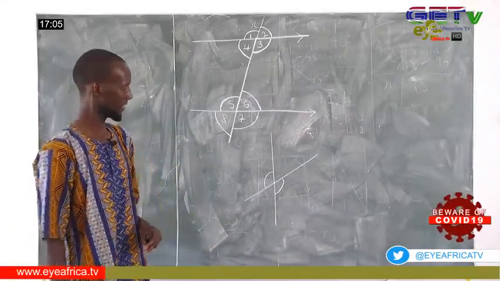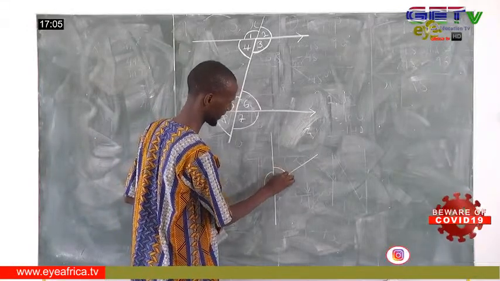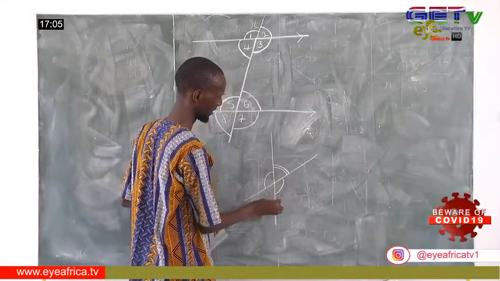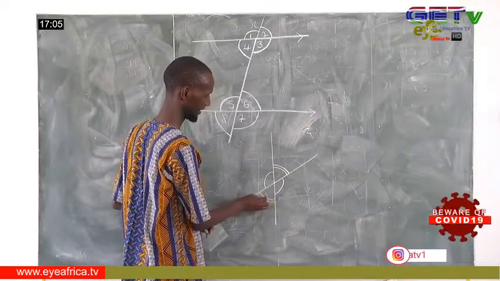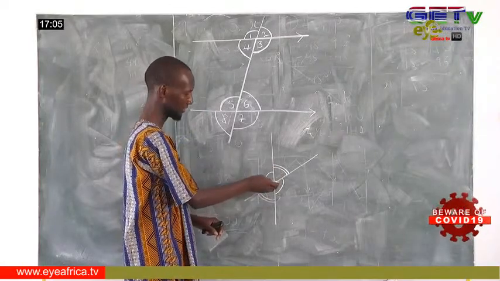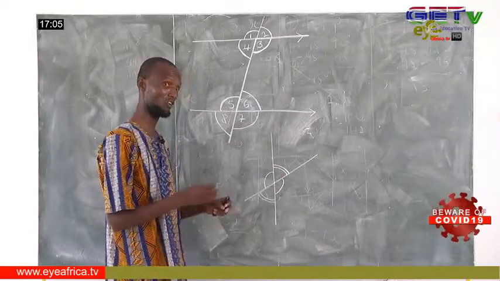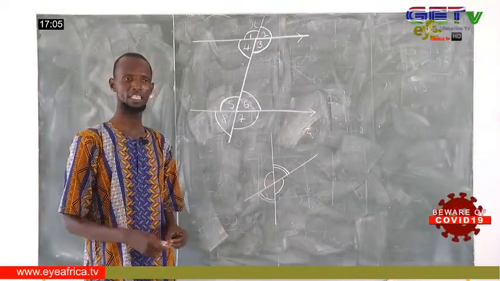All right? Likewise, if you look at this other angle here, and this angle right here, they are also opposite each other. They are at the same point, and they are opposite each other. So therefore, they are also vertically opposite.